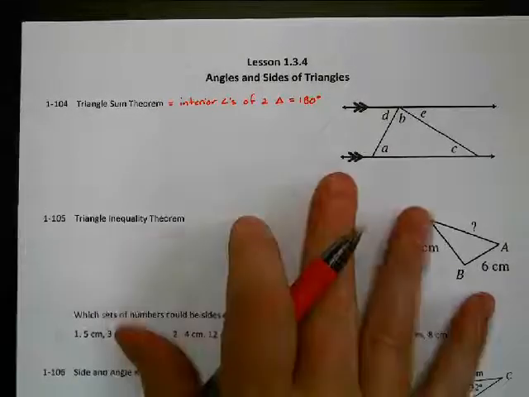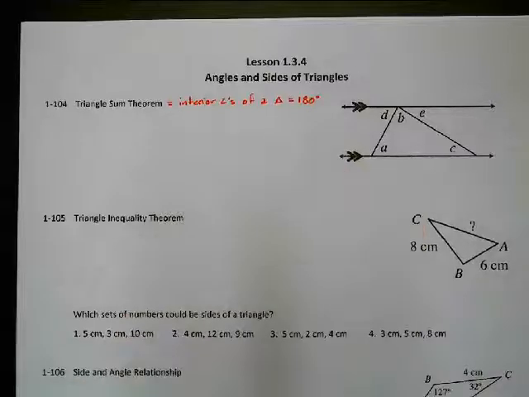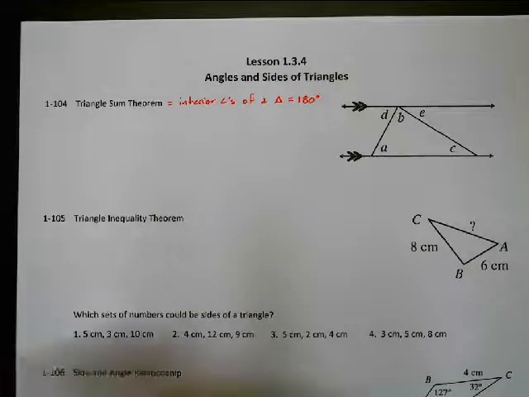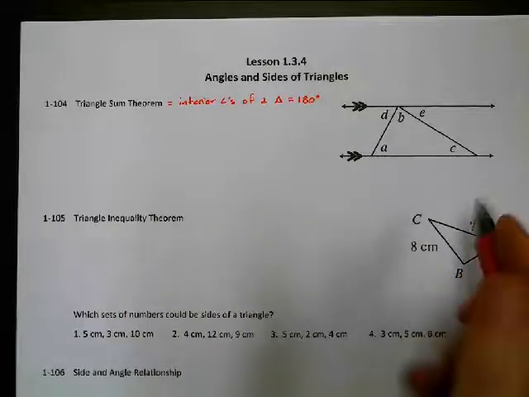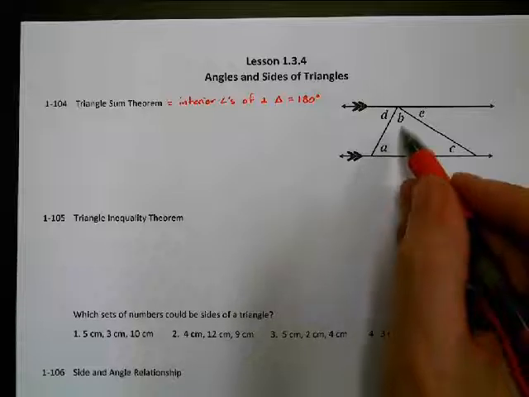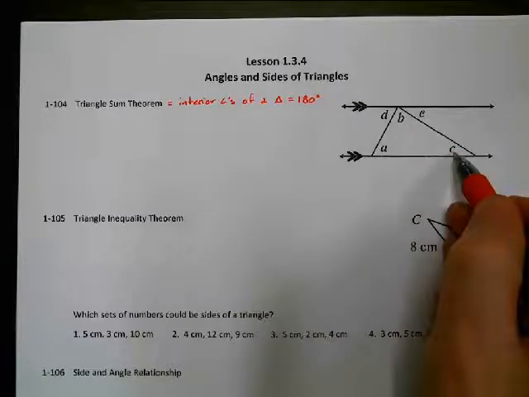Normally I do it with a flowchart proof. I'm not sure if there's going to be enough room. We'll see. Here's what I'm going to say. I want to prove that A, B, and C should add up to 180 degrees. Okay, so that's my goal.